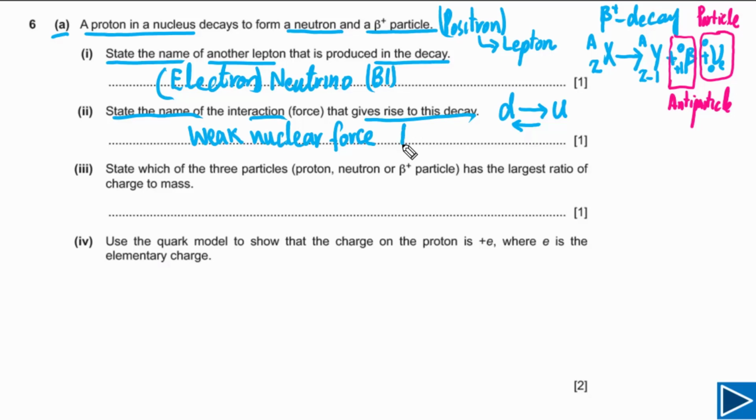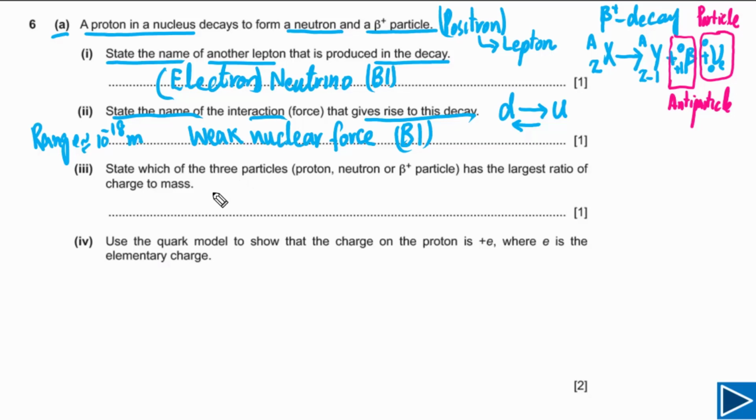This question has only 1 mark, and that is a B mark. So it has to be in the answer. This is what you need to write down. You can write weak nuclear force, or you can write weak nuclear interaction. And this force, the weak nuclear force, has the shortest range, and the range of this force is about 10 to the negative 18 meters. Even this range is shorter than the strong nuclear force.